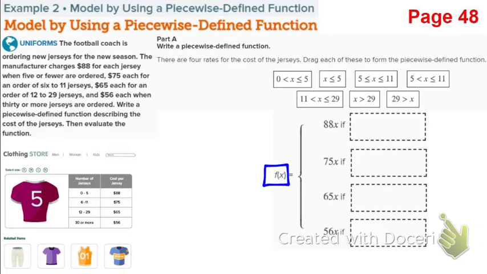The amount of jerseys. So x right here is the number of jerseys ordered. That's what it means when I see it here in the function notation. That's what it means when I see it here in these different rules. The number of jerseys ordered. Why are they multiplying the number of jerseys by 88 here? What would that tell us? Tells us the cost for what? The amount of jerseys. If we buy how many?